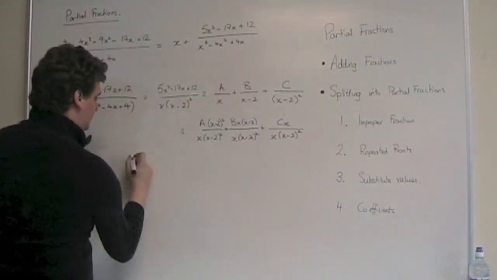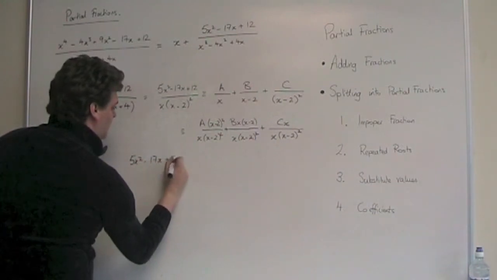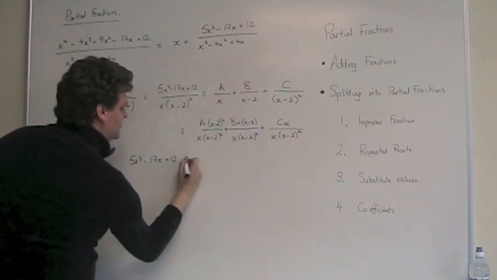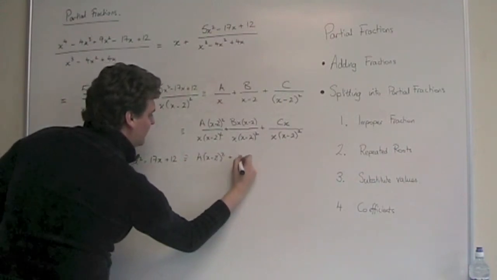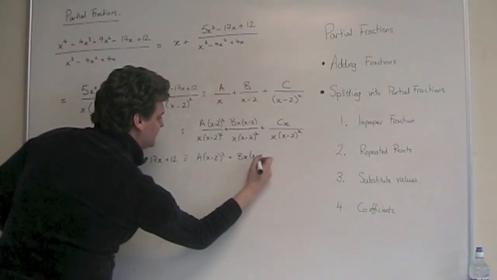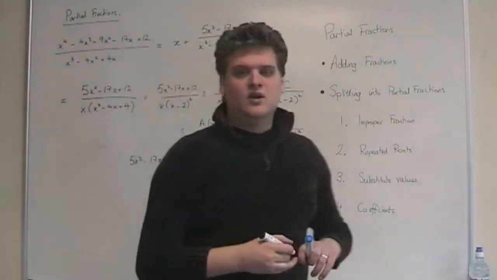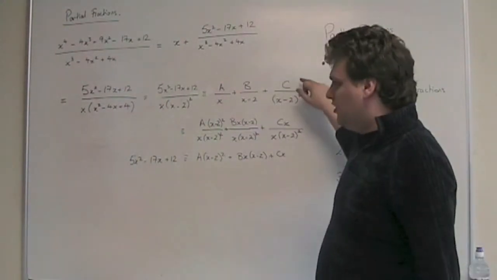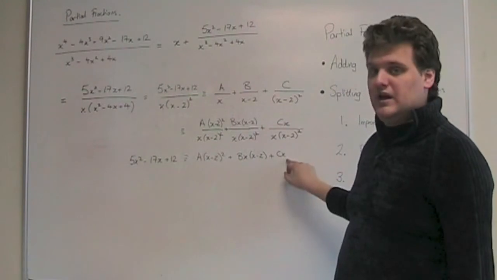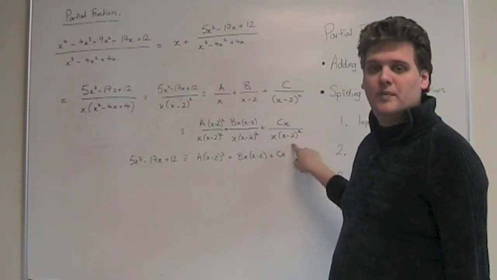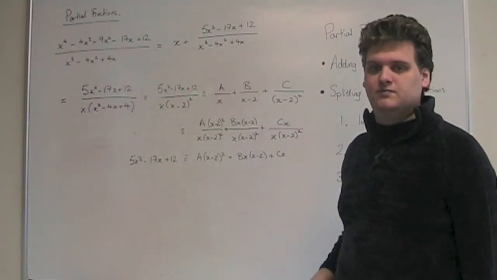So we can form a nice identity for us. 5x squared minus 17x plus 12 is equivalent to a lots of x minus 2 squared plus bx times x minus 2 plus cx. Now many of you will jump straight from this line to this line. Please make sure that if you do that, you take into account the repeated roots and don't multiply by too many terms. Keep it as simple as possible.